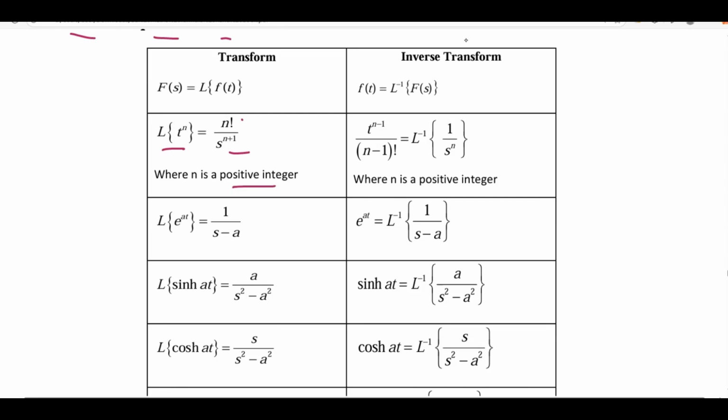Where n is a positive integer, L{e^(at)} = 1/(s − a), so e^(at) = L⁻¹{1/(s − a)}. L{sinh at} = a/(s² − a²), so sinh at = L⁻¹{a/(s² − a²)}. L{cosh at} = s/(s² − a²), so cosh at = L⁻¹{s/(s² − a²)}. When we take the L to the other side, it becomes L inverse.